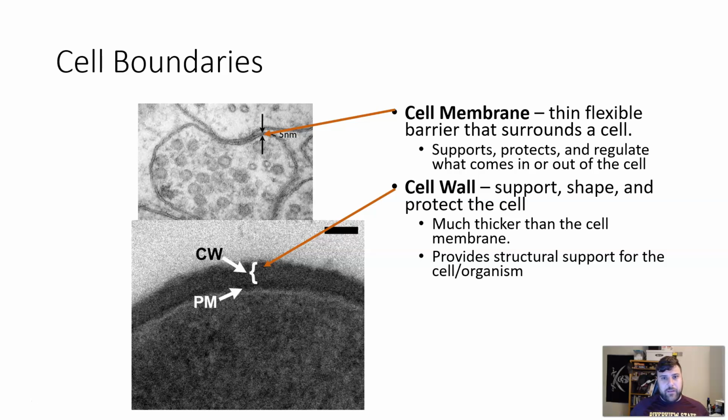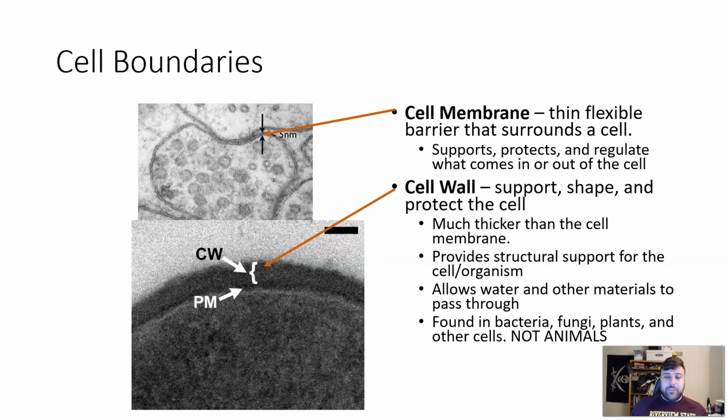And the analogy I used in class was kind of think of this like an overcoat. It doesn't replace the plasma membrane, but it adds protection and it adds additional support to it. So it gives us support, it gives us protection, but it's still somewhat porous, so it lets water and other materials pass through as it needs. And this is found in various different organisms. It's found in bacteria, fungus, plants, and a number of other cells. But it is not found in animal cells.